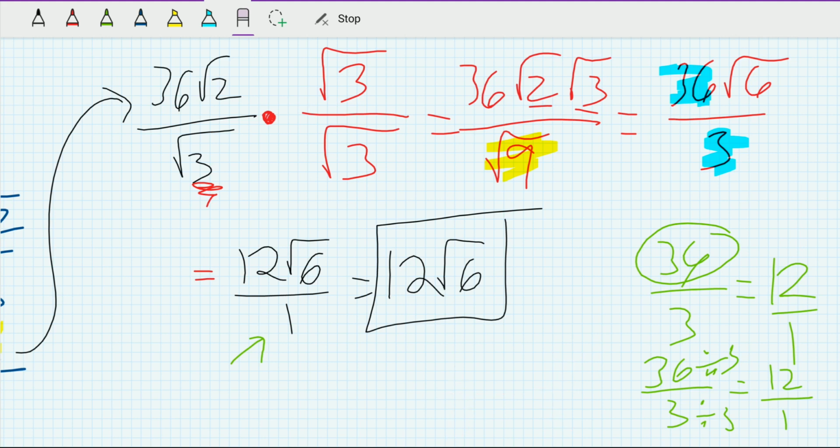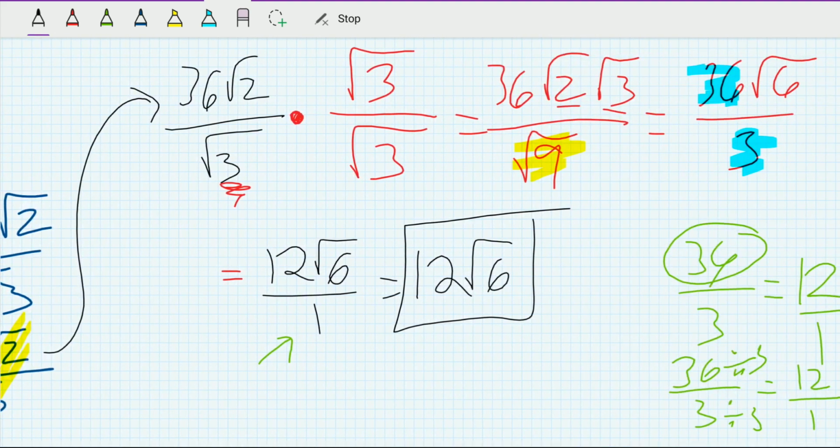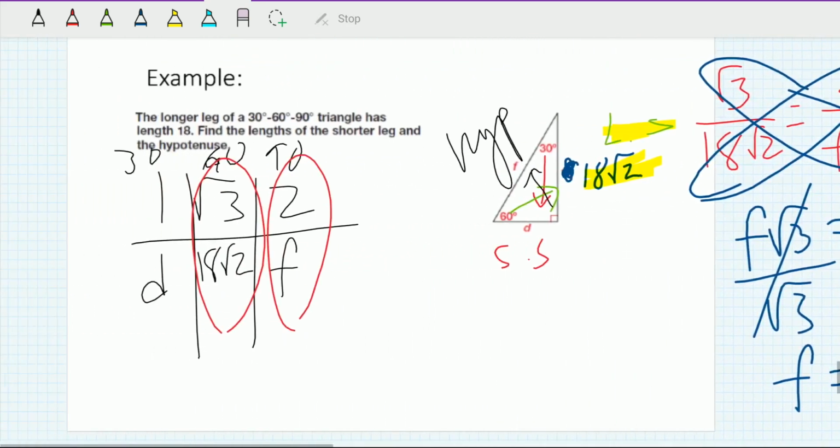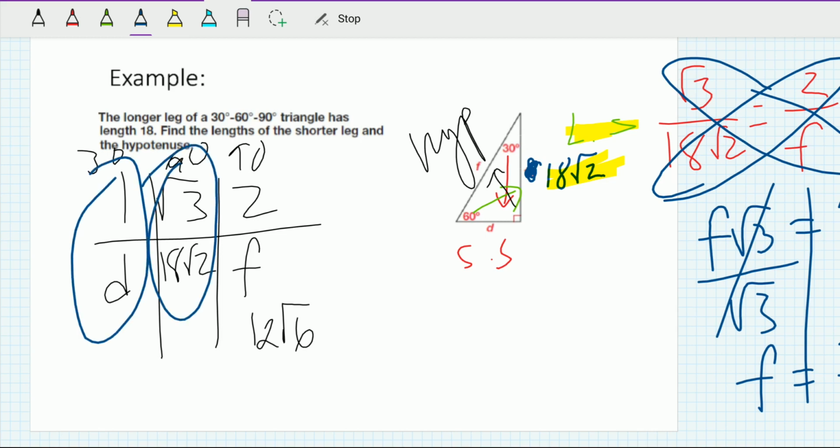And so here we go. That's the answer, 12 square root 6, and I forgot what letter we were solving for. It was F. So we have F is equal to 12 square root 6. So I can go ahead to my table, clear it up a little bit, and I know that this is going to equal 12 square root 6. Now, you can go ahead and solve for letter D, and good luck to you. It's solvable like that. It's going to take you a little bit of steps, but I mean, it's fine.